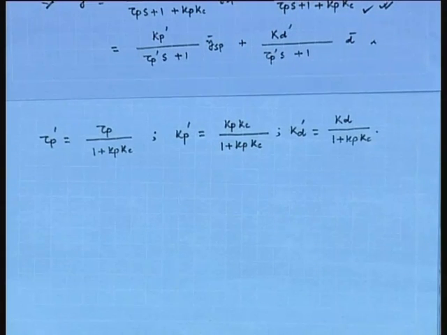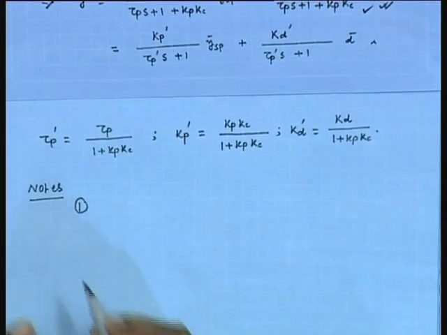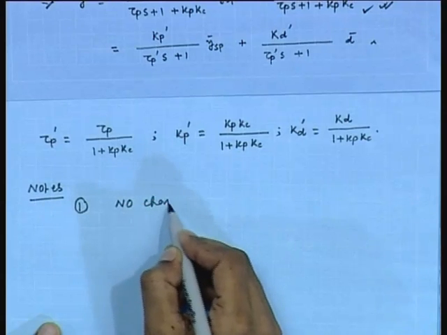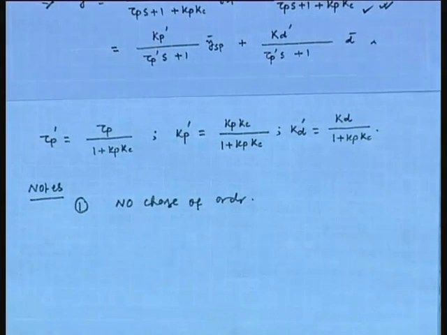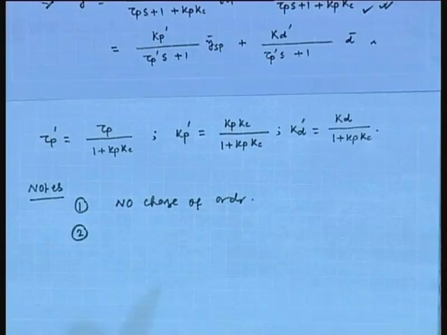Now, what conclusion we can make based on the final form of the closed loop transfer function? Due to the addition of proportional controller, is there any change of order in the overall system? No, there is no change of order due to the inclusion of proportional controller. Due to the inclusion of proportional action with the first order system, there is no change of order of the overall system.